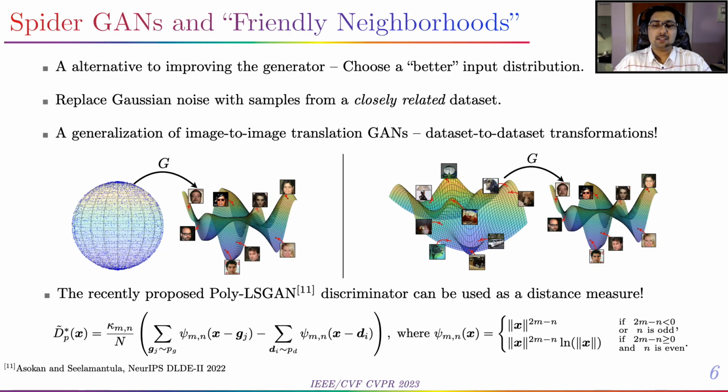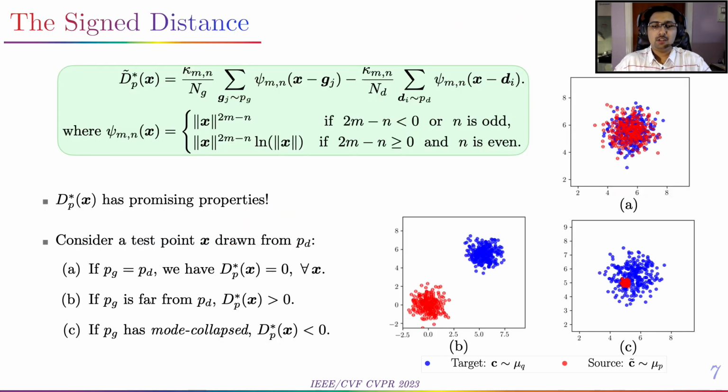To quantify these distances between sources and target datasets, we leverage the kernel-based poly-LSGAN discriminator, which involves a polyharmonic spline interpolator defined over the source and target samples. In particular, we observe that given the discriminator function dp star and a test sample x drawn from the target, the function is 0 when the source and targets coincide, as seen in the case of A.